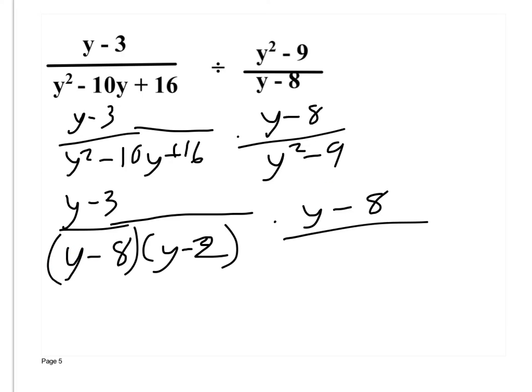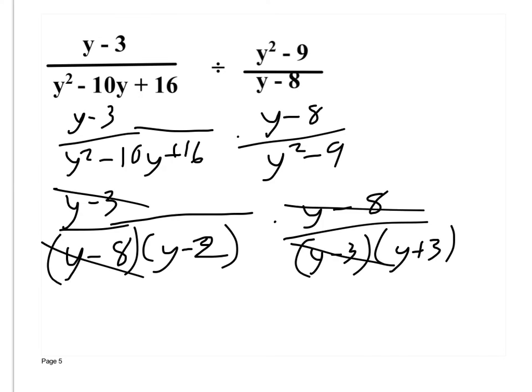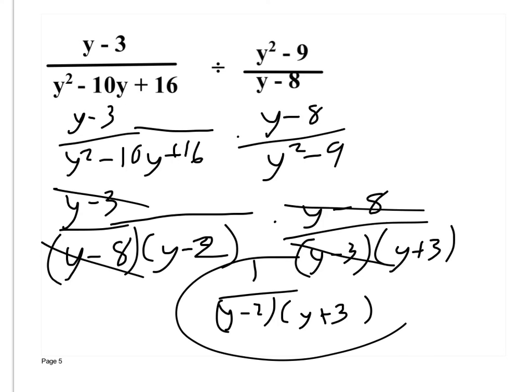Y squared minus 9. All right, we know that's the difference of squares, which is y minus 3 times y plus 3. And then I cancel what I can get rid of. Y minus 3 I get rid of. Y minus 8 I can get rid of. I'm left with 1 on top. And on bottom, I've got y minus 2 and y plus 3. The book leaves it at that, so I guess you guys can too.